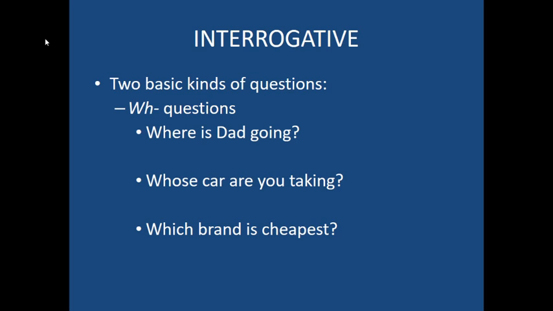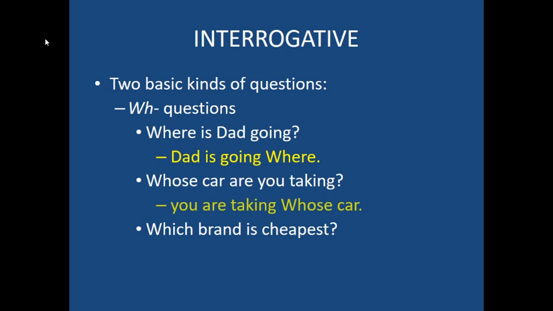Once again, before you begin jumping right into a diagram, just transform it back into its declarative form. So we would say, dad is going where, or you are taking whose car. But you'll find this last one, you really can't move around. There's no way of moving it other than saying which brand is cheapest. Sometimes the way it's written is actually in its declarative form.